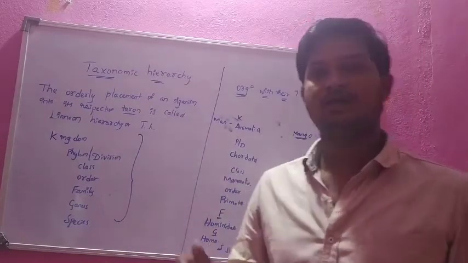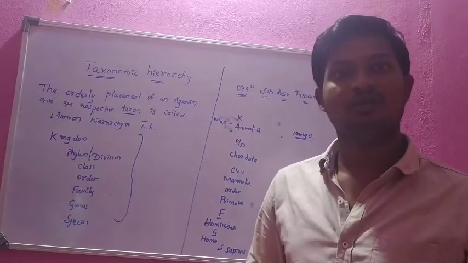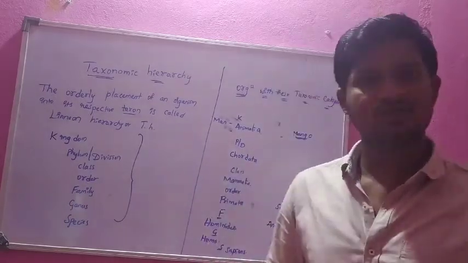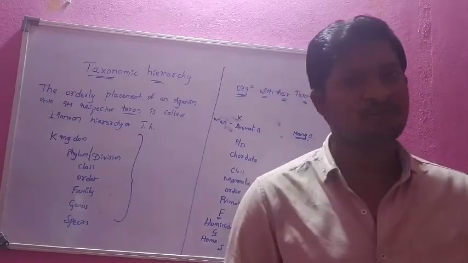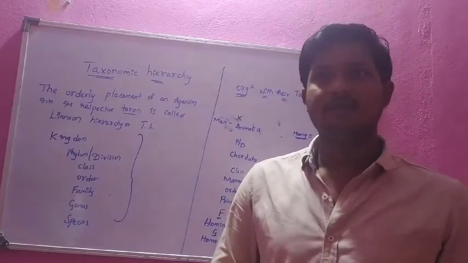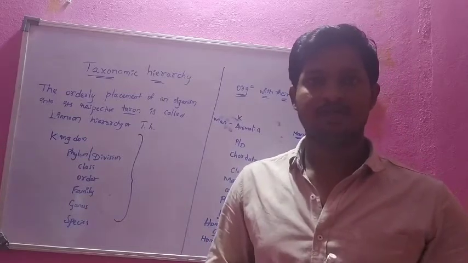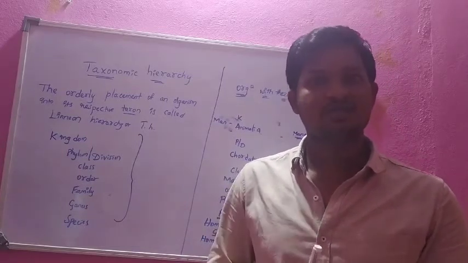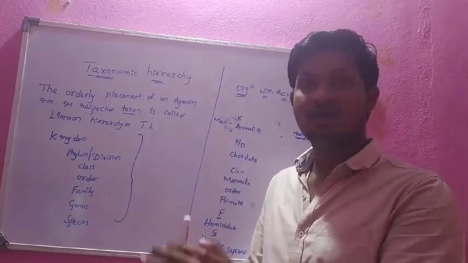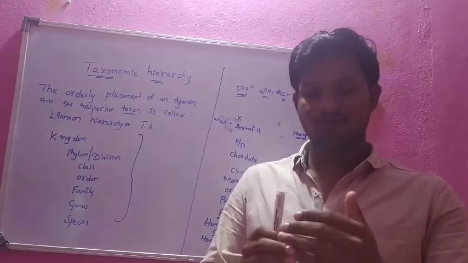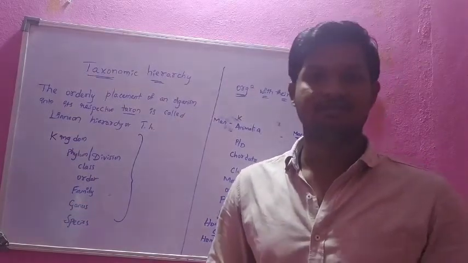Hello students, in the last video class we have seen binomial nomenclature, the rules for binomial nomenclature and its importance, which is very important from the examination point of view. And here we are totally studying taxonomy. As I told already, taxonomy is the scientific or systematic study of organisms. If we want to study systematically, we need classification.